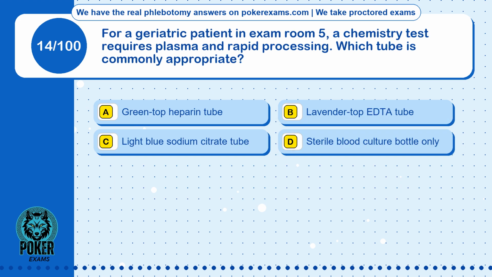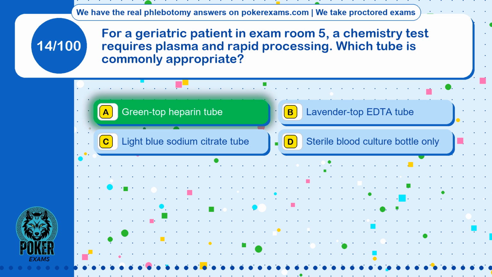Question 14. For a geriatric patient in exam room 5, a chemistry test requires plasma and rapid processing. Which tube is commonly appropriate? Option A, green top heparin tube. Option B, lavender top EDTA tube. Option C, light blue sodium citrate tube. Option D, sterile blood culture bottle only. The correct answer is option A.